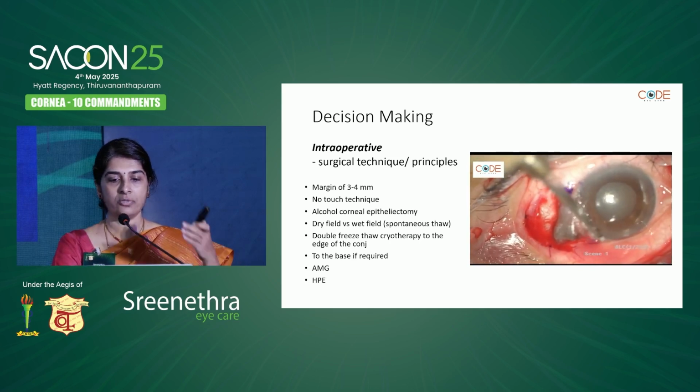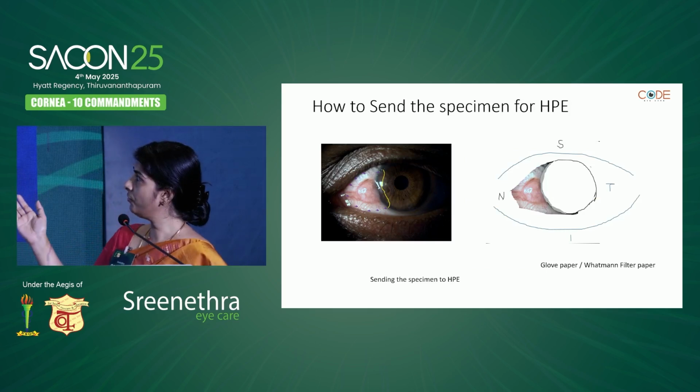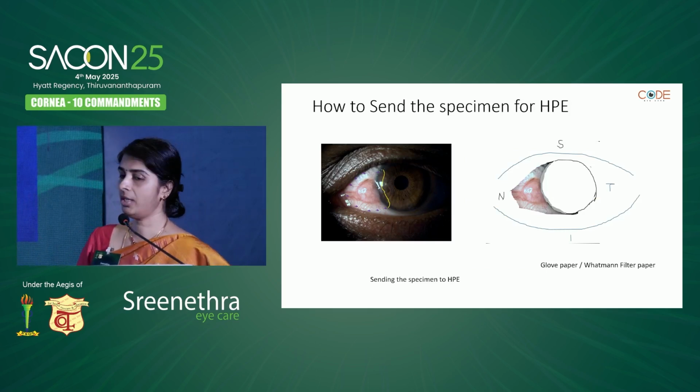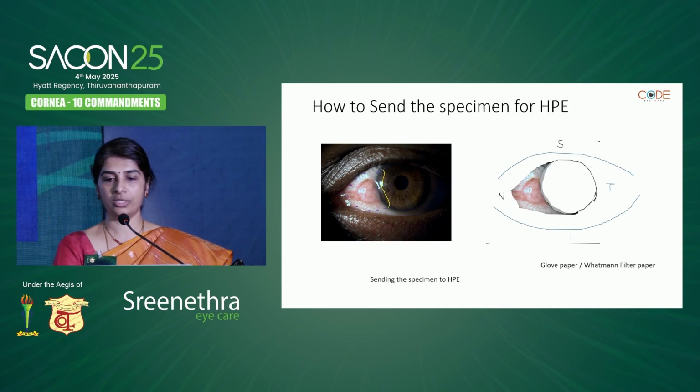So, since we already saw the surgery earlier, how do you send the specimen for histopathology? You mark it this way on the glove paper and you send it for histopathology if you have access to the lab in your campus, but otherwise you can just put it into formalin and send it.